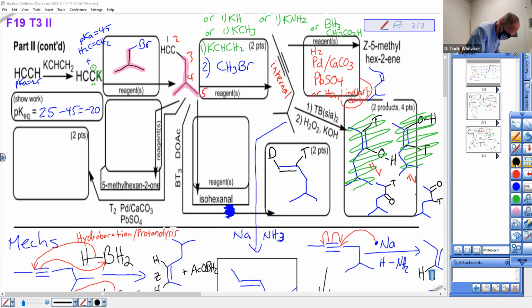Terminal. Is this an acid? No, this is our big mechanism. You're gonna have a boron on one side, the less substituted side, and a hydrogen on the more substituted side. That's step one. And then you do oxidation to get an enol. And the enol tautomerizes to an aldehyde. But I just need the chemicals for hydroboration and oxidation in chapter 7. We got to know them.